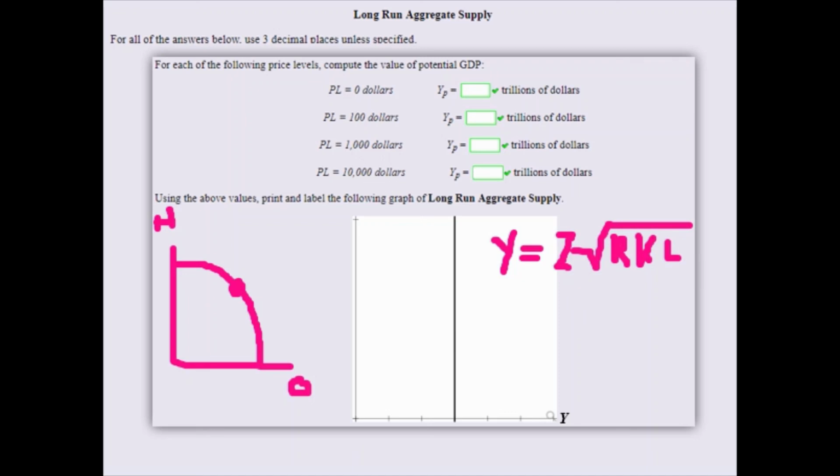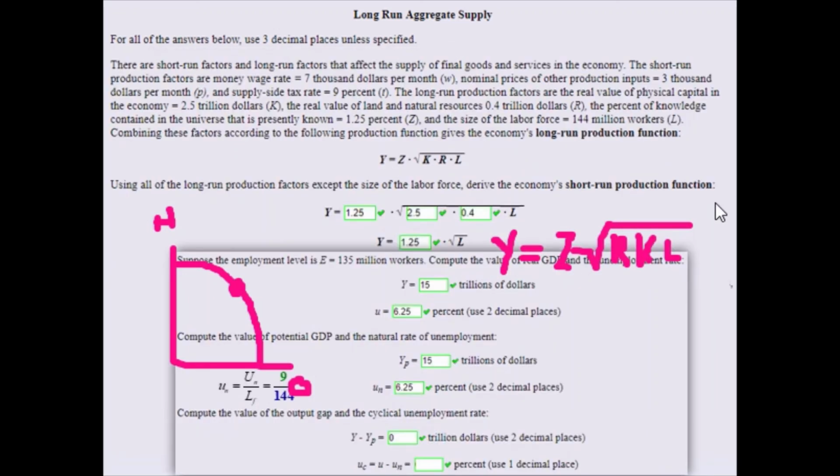Technology is fixed in the short run. It equals 1.25% of all the knowledge in the universe. The value of land and resources is fixed at $0.4 trillion. The value of capital is fixed at $2.5 trillion. And the labor force is fixed at 144 million workers. So these are all fixed. No matter what the price level does, it will not change potential GDP.